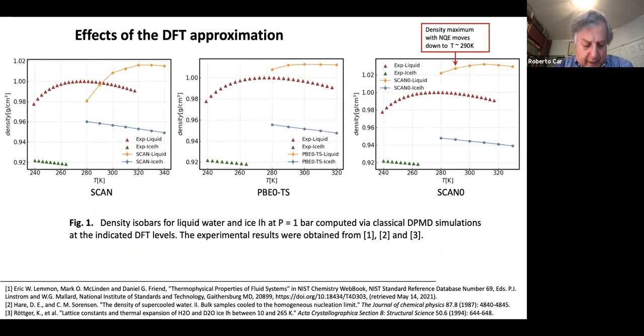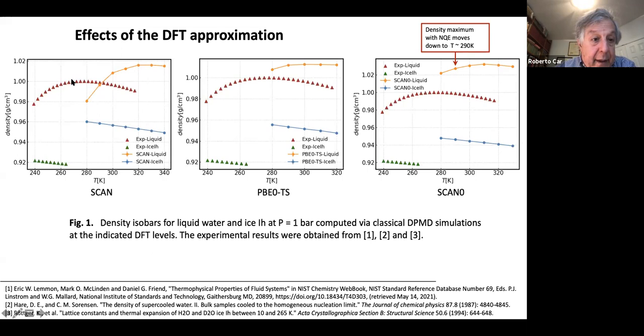Let me just spend a few words here on the effect of the DFT approximation. And here I don't do any shift. I report experimental data for the density of liquid water and ice. Well, the data point for ice should go up to the melting temperature, that is 273. But anyhow, that's how it behaves. And so you see that there is a discontinuity in the density going from the solid to the liquid in experiment. That is the result with SCAN. The discontinuity has the right size, but it's smaller than experiment, and everything is shifted to a higher temperature.